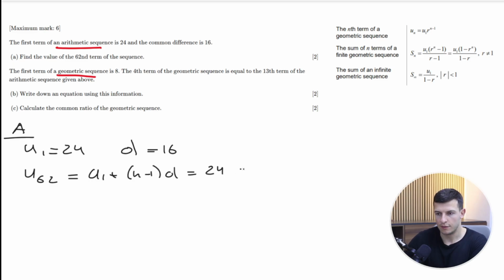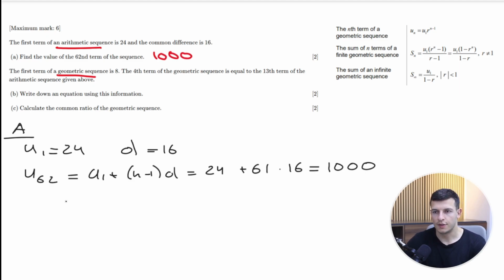As you see from the formula, for U62 we need U1 plus n minus 1 times D. U1 is given 24 plus n is 62, so that's going to be 61 times 16. So that should be a very large number, which I believe comes to 1,000. Okay, that's A. 1,000.